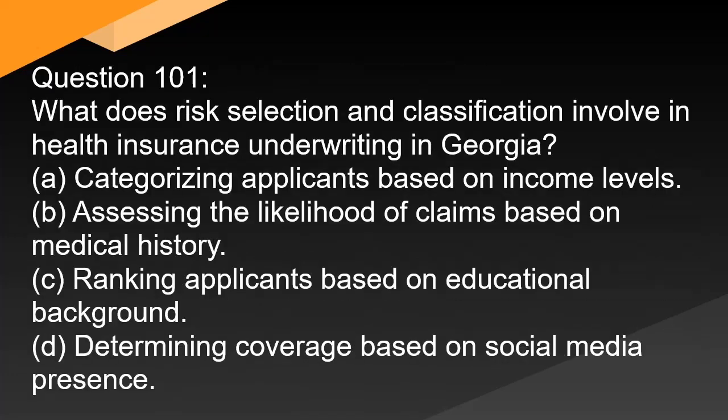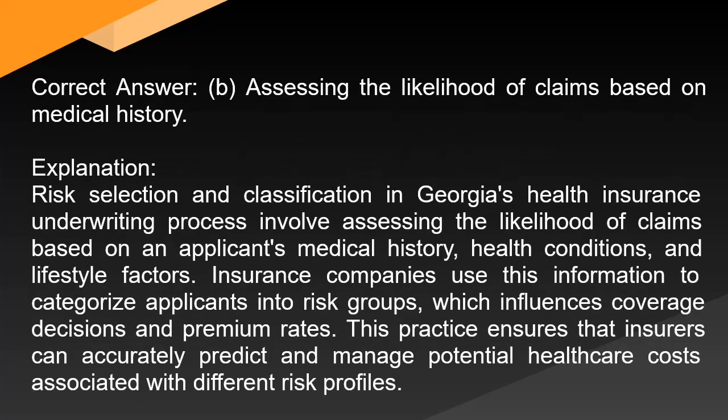Question 101. What does risk selection and classification involve in health insurance underwriting in Georgia? Correct answer: B. Assessing the likelihood of claims based on medical history. Explanation: Risk selection and classification in Georgia's health insurance underwriting process involve assessing the likelihood of claims based on an applicant's medical history, health conditions, and lifestyle factors.